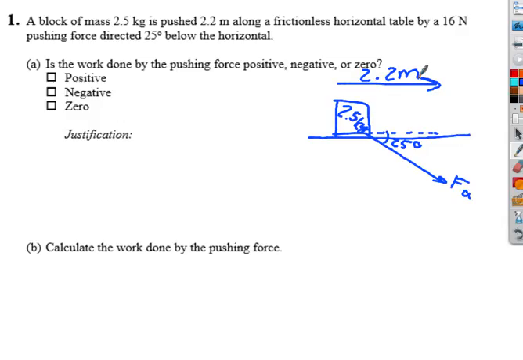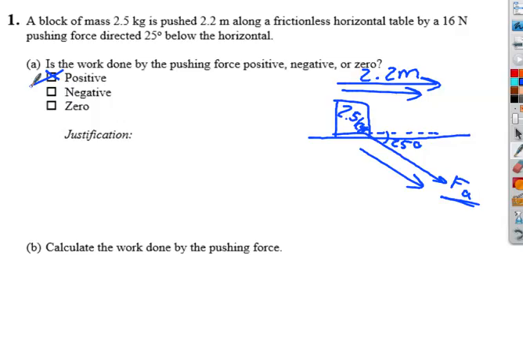So the thing is here, I know some people would initially go, well, F_A is pointing at an angle while it's moving horizontally. So is that doing no work? Should my answer be zero? But no. What it's asking is, is this force applied doing any of the work? Is it helping move the object forward? And the answer to that would be yes. So the answer would be positive work being done.